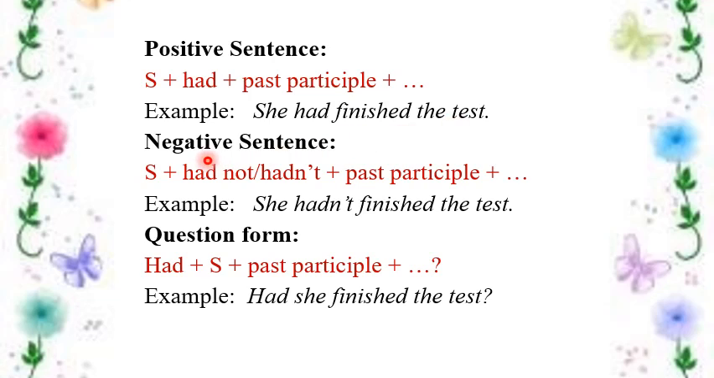In the negative sentence, we use the structure subject plus had not, and had not has a short form, contraction, that is hadn't, plus past participle form plus object. For example, she hadn't finished the test. You can notice that with all types we are using the third form of the verb, past participle form. Question form or interrogative: had at the start of the sentence plus subject plus past participle plus object, and at the end a question mark. Example, had she finished the test?